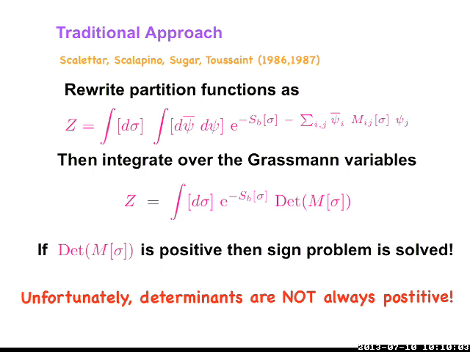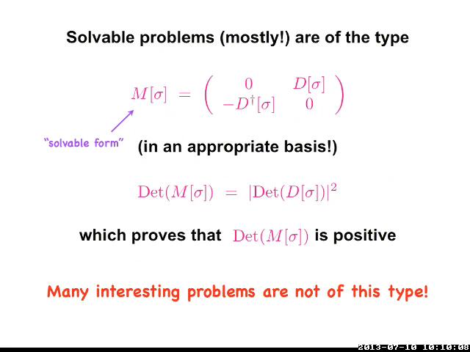So the fact that this determinant is not positive is one of the fundamental difficulties. That's what we call a sign problem in our approach.